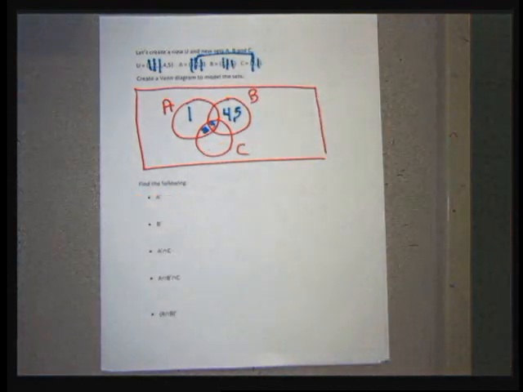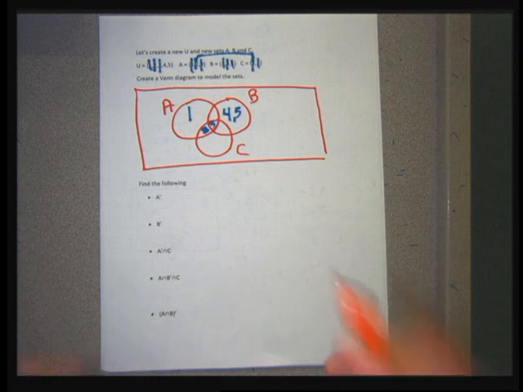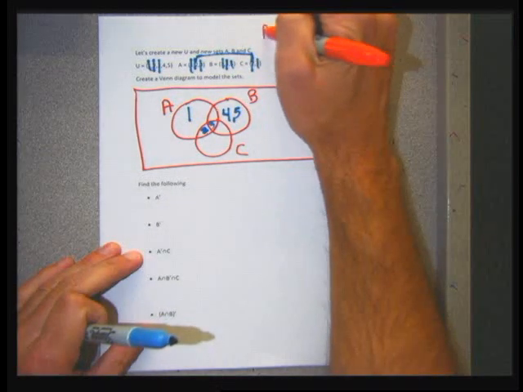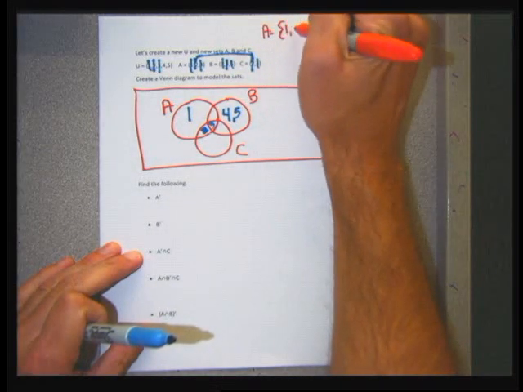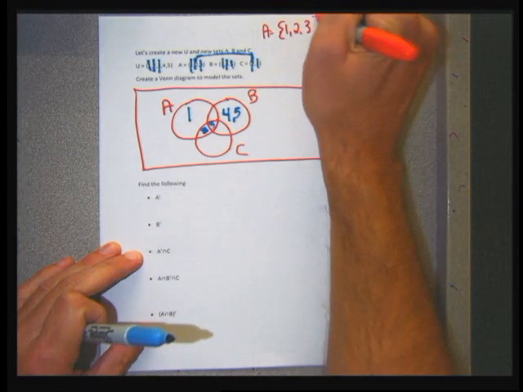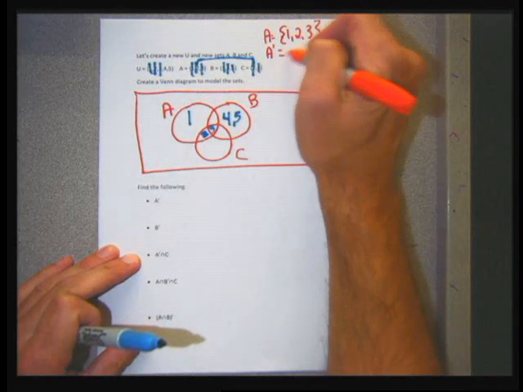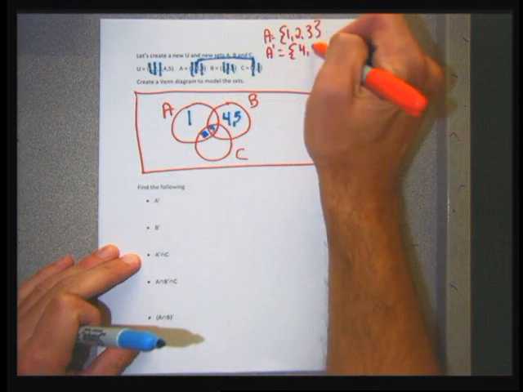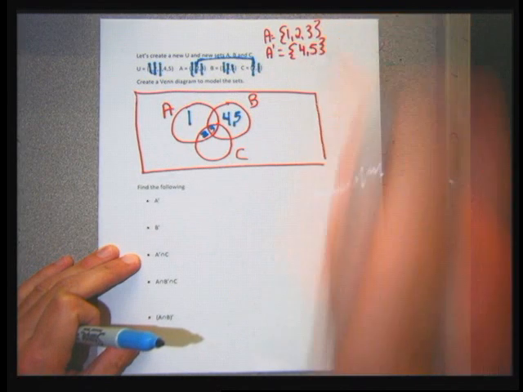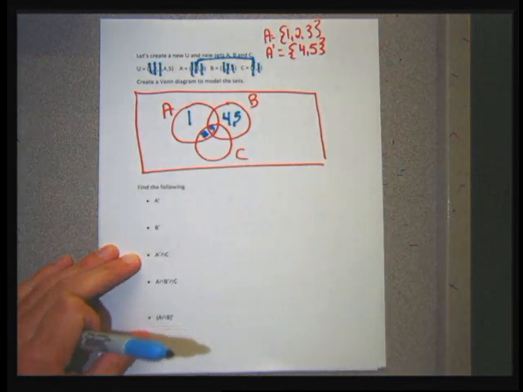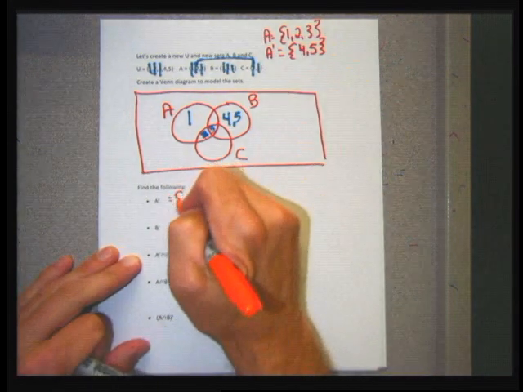So let me write down all the sets that might be interesting in this problem. So I gave the A, which is the numbers 1, 2, and 3. A prime is the rest of the universe. The universe only has 5 numbers. The prime of A is going to contain the rest of the universe, 4 and 5. I actually asked for this down there, so I'll write it down there.